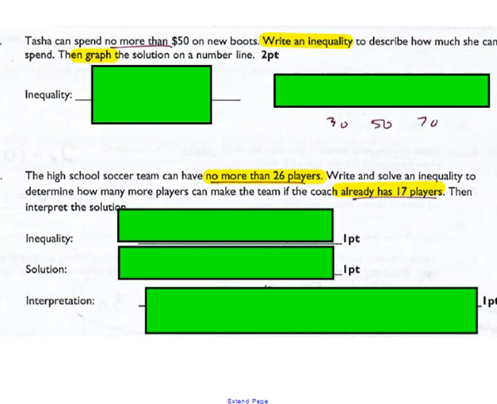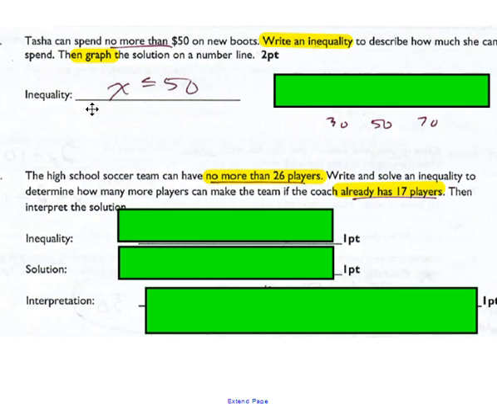Number 14, Tasha can spend no more than $50 on new boots. You had to write an inequality to show how much she can spend. Then you had to graph the solution on a number line. Well, if she can spend no more than 50 bucks, we write this. The amount of money she can spend needs to be less than or equal to 50, okay? Because she can really spend up to 50 bucks. She just can't spend over that amount.